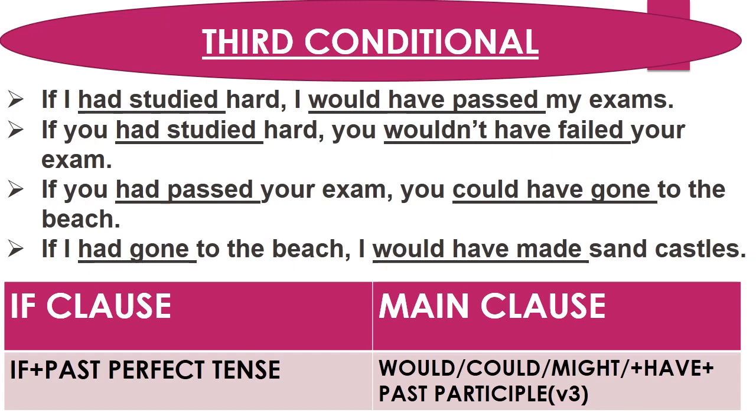So in all sentences, see, in if clause, had plus third form is used, means past perfect tense is used. And in main clause, would have passed, wouldn't have failed, could have gone, would have made, means would or could or might can be used with have plus past participle, means have plus third form of the verb. So these are all conditional sentences. I hope you all have understood this.